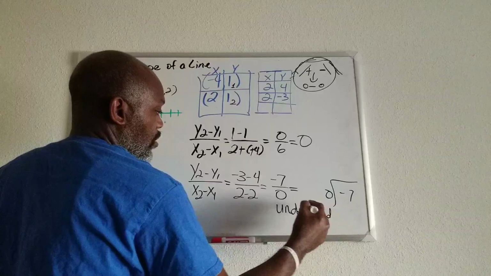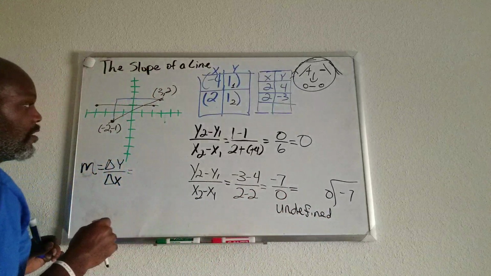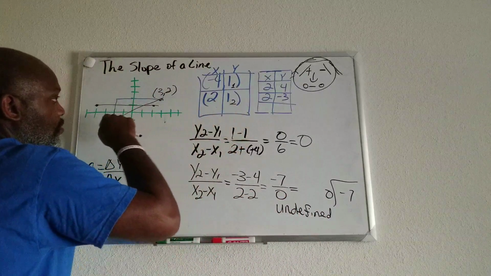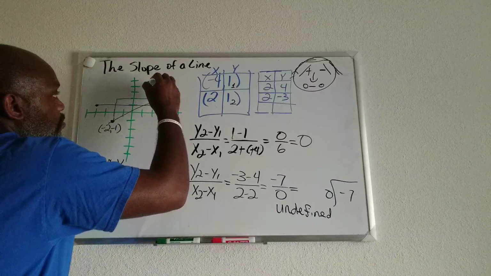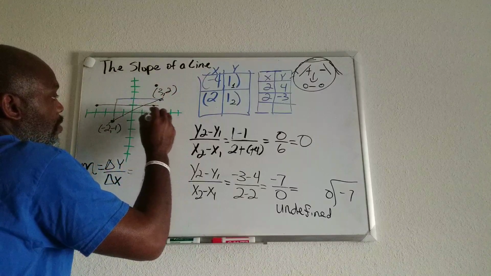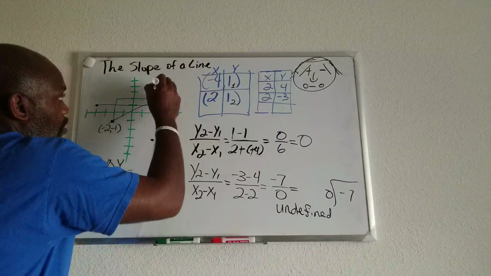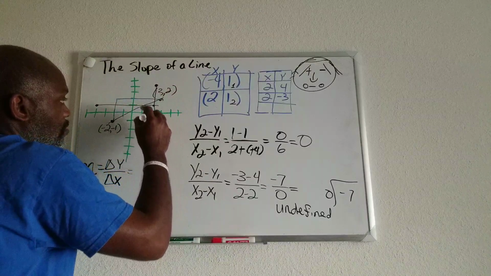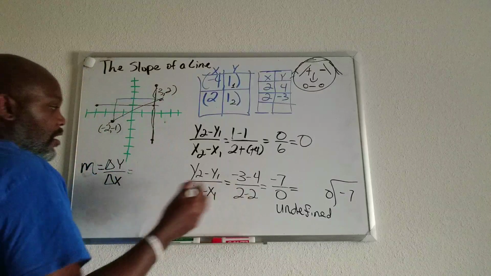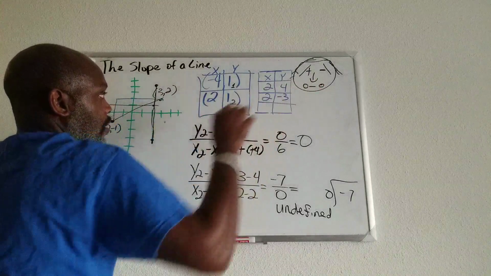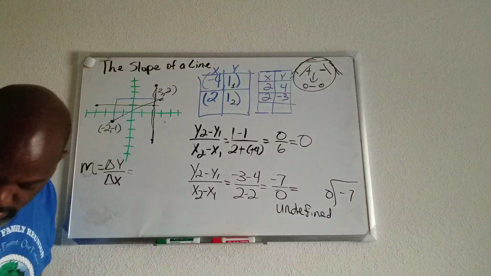Whenever 0 is in the denominator, it's going to be undefined. And if I were to plot those, 2, 4 and 2, -3, and connect those dots, kind of missed that one, I'm sorry, it's an undefined line.